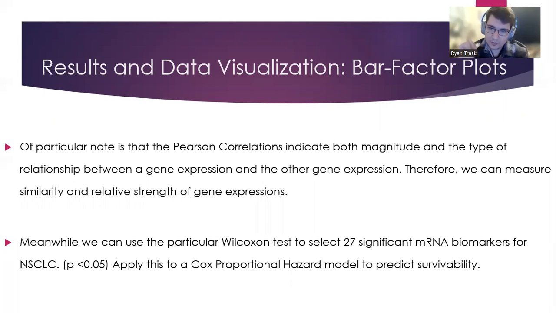But what did work, as mentioned before, was the Wilcoxon test. It successfully measured the significance of the mRNA biomarkers when compared individually to the rest of the mRNA biomarkers. The significant ones here are ones that are particularly strong, the best biomarkers out there. I did that using a 95% confidence interval, or in other words, a p-value less than 0.05. And from that, I get 27 significant mRNA biomarkers.